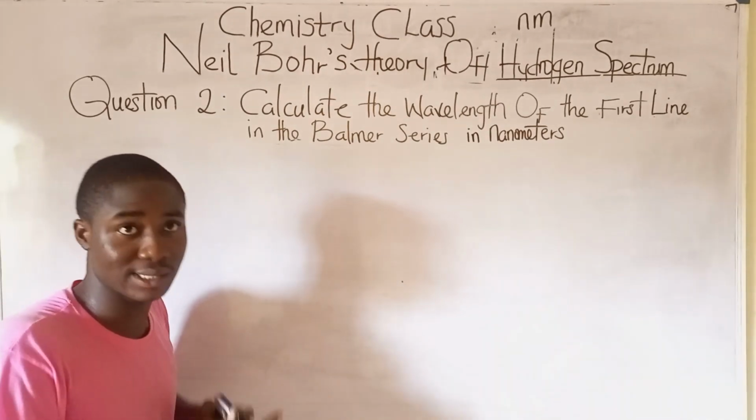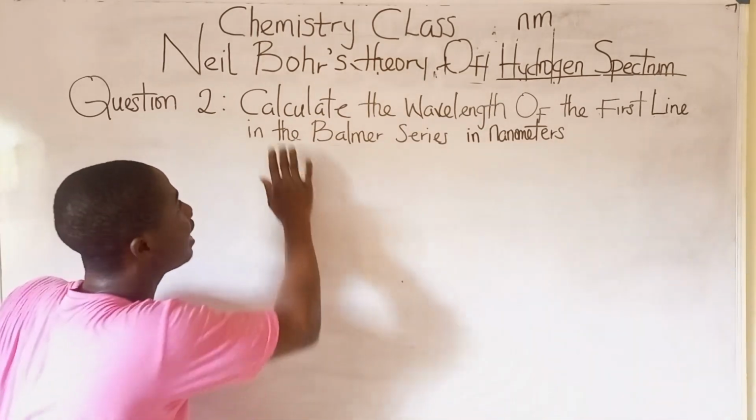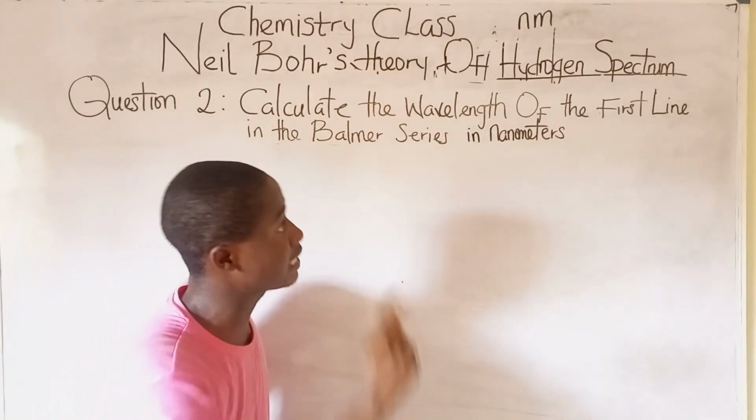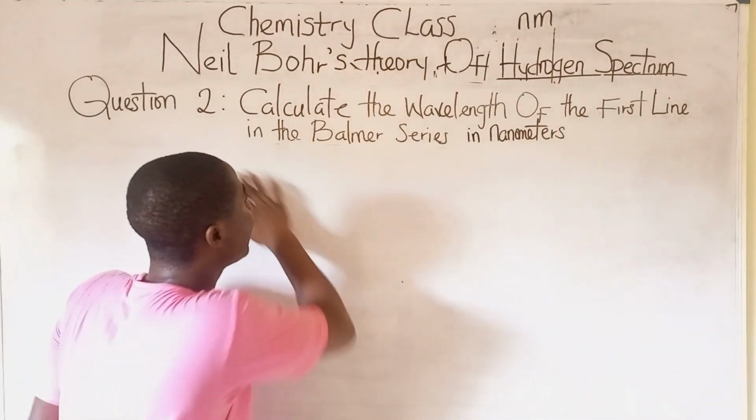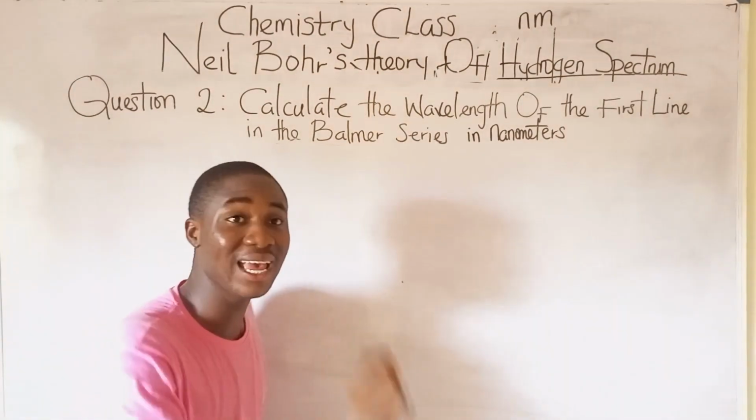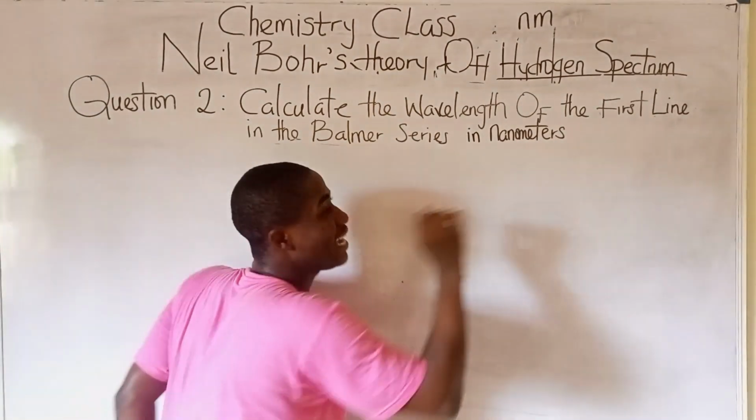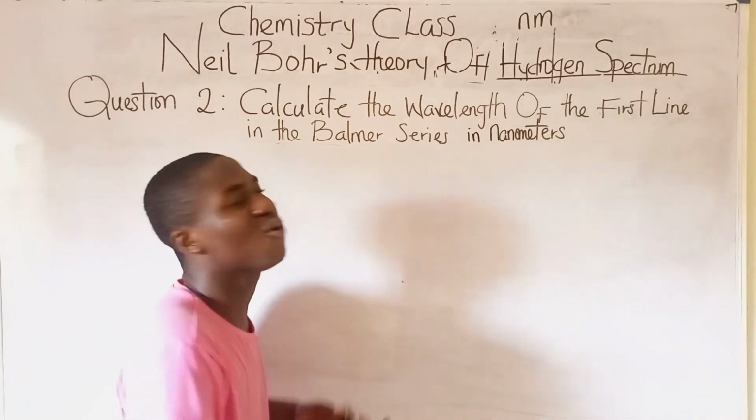Now, what does the question say? The question says calculate the wavelength of the first line in the Balmer series, okay? And they said we should calculate the wavelength in nanometers. What do we do?